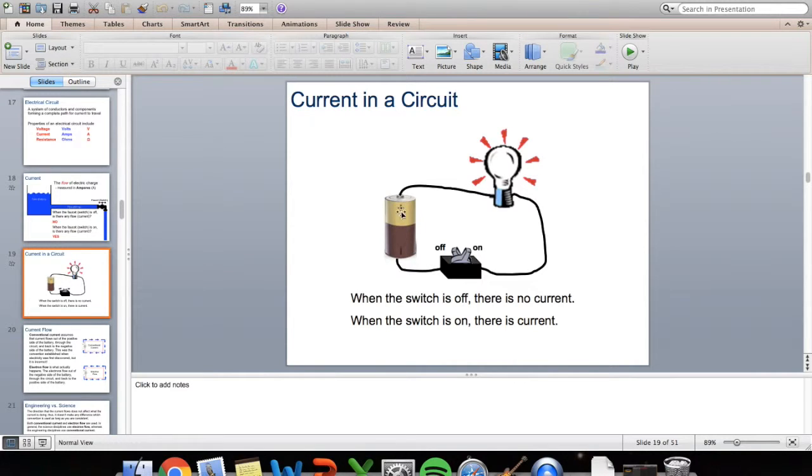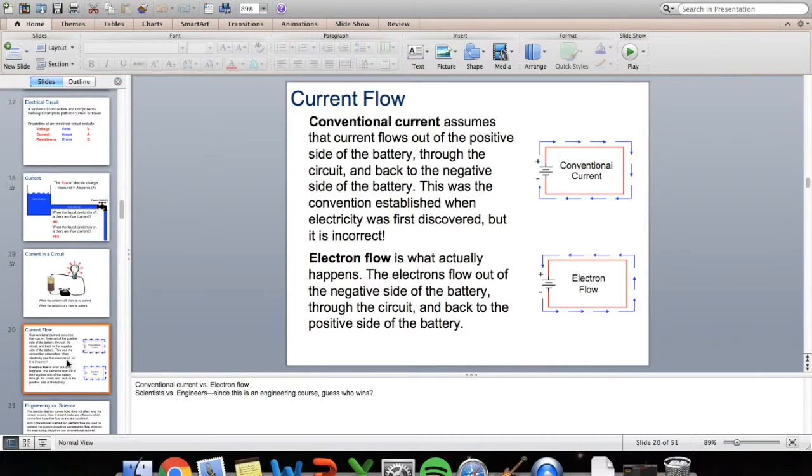So here's a very basic circuit. You could see the battery right here providing us power. There's an on-off switch, which basically engages the circuit or disengages the circuit. And there's the resistor or the light bulb that's changing the electricity into something that we want, like light. All right, so current flow.